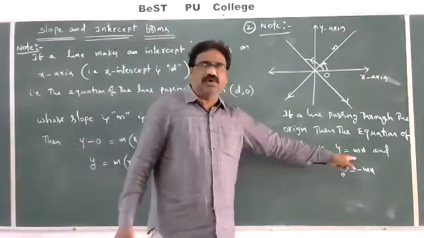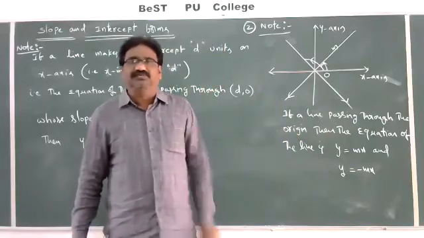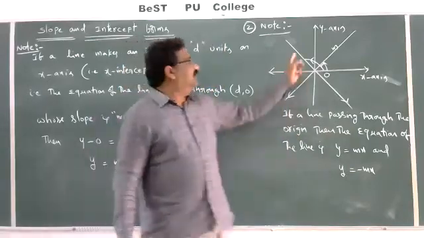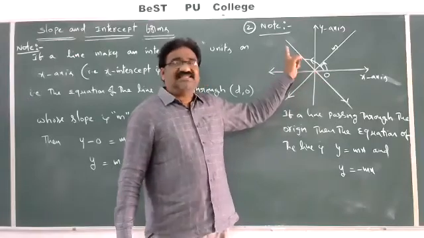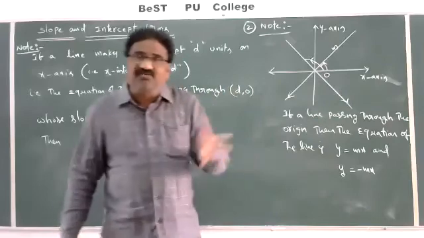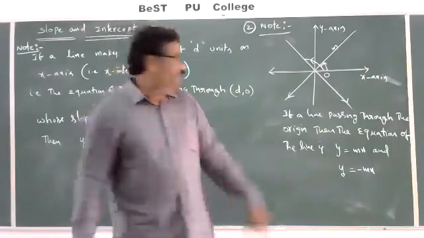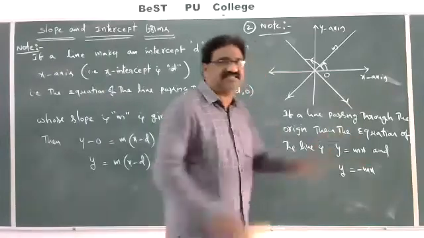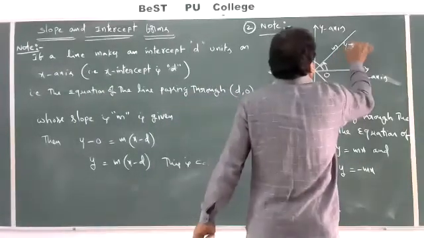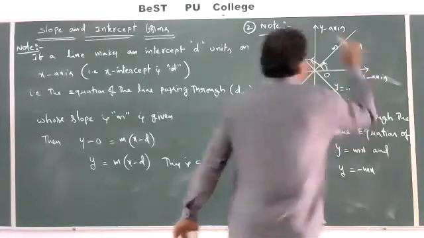If the line passing through the origin lies in the first and third quadrant, it has positive slope, that is in the first and third quadrants, tan is positive. If the line passing through the origin lies in the second and fourth quadrants, tan is negative, slope m is equal to tan theta, that's why y is equal to minus mx. So this line is y is equal to mx and this line is y is equal to minus mx.